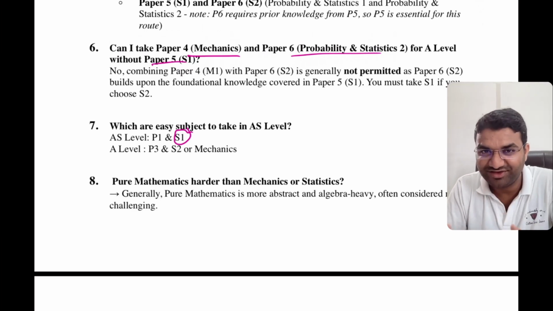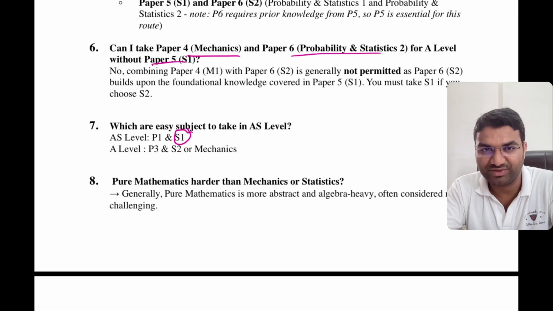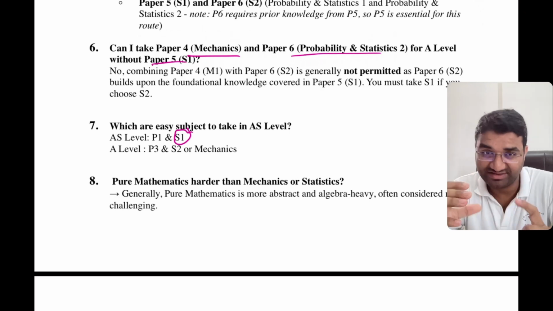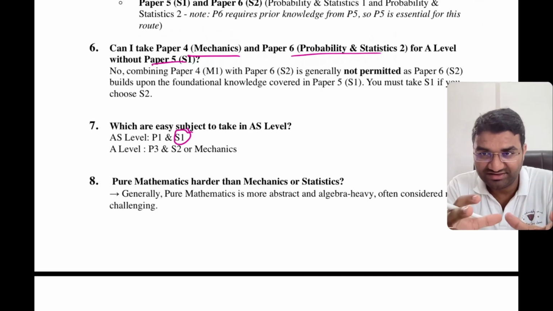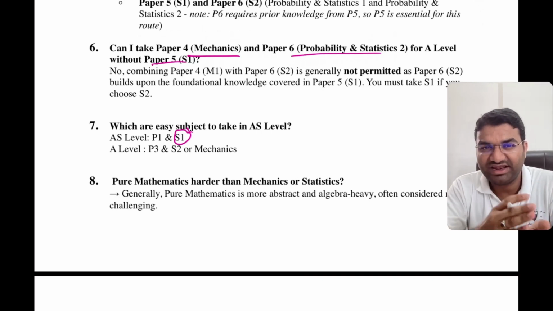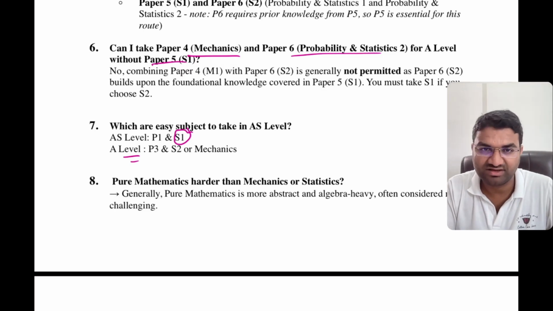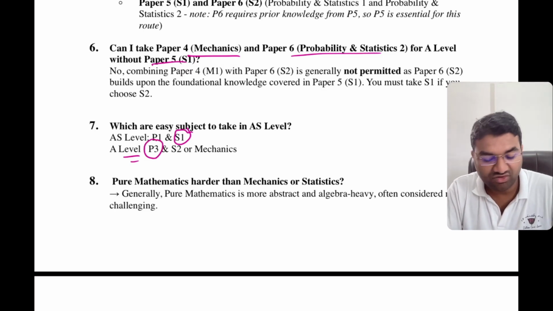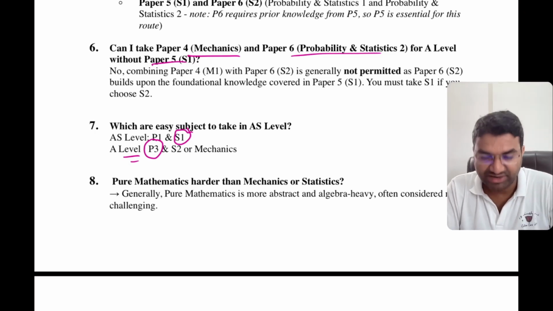Suppose you are good in physics, then you can even pick mechanics as well. But it's my suggestion, since I have been teaching for 7 years now, and my experience says that S1 is a very good option left for you. Then for A level, one paper is compulsory, that is P3, and along with P3 you can pick S2 or mechanics, the remaining options.